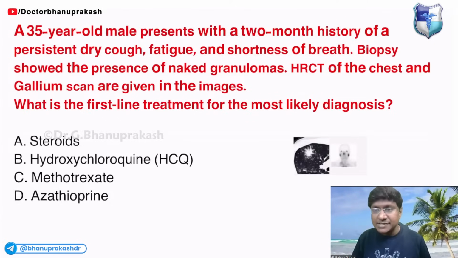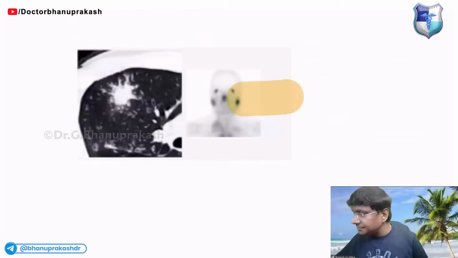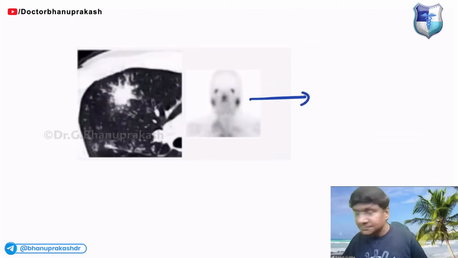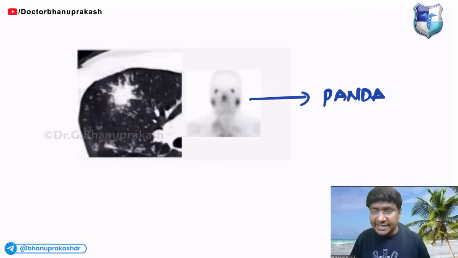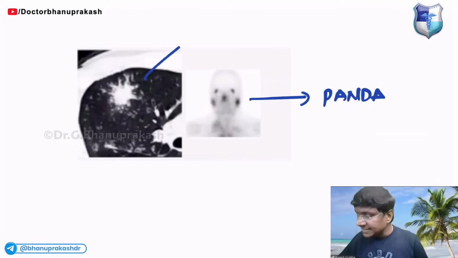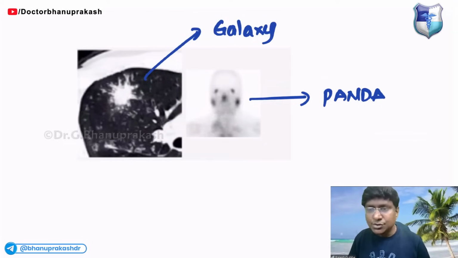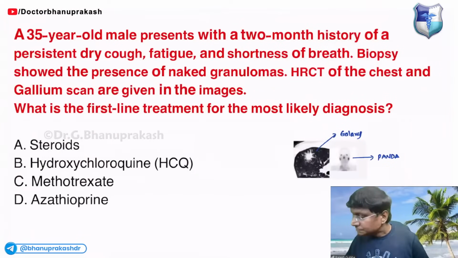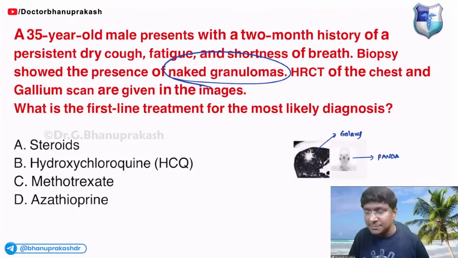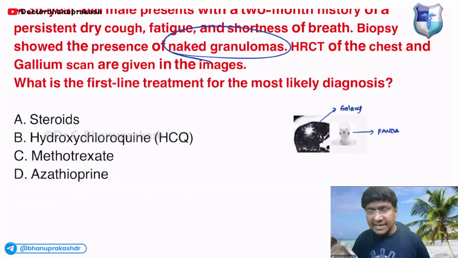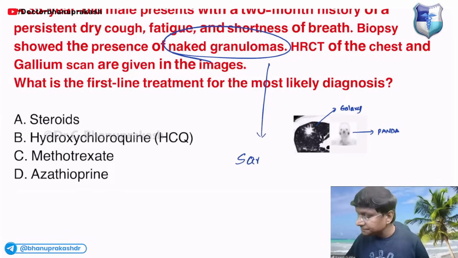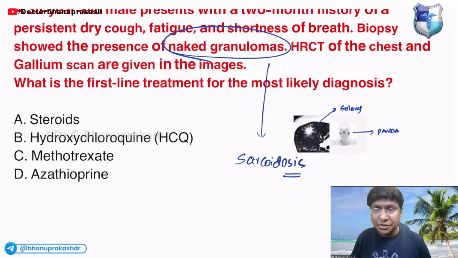Chalo. So what is the diagnosis here? In the gallium scan, what you are having is the panda sign. This is number one. Then in the CT, you are observing the galaxy sign. So CT showing galaxy sign, panda sign in the gallium scan, and the presence of naked granulomas. Naked granulomas means non-caseating granulomas. So galaxy sign, panda sign, naked granulomas, all these point towards sarcoidosis.